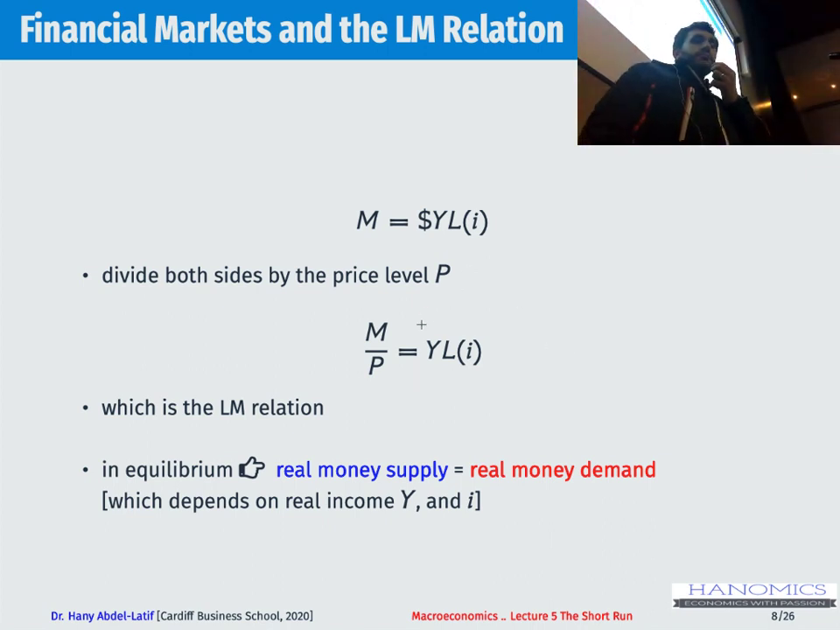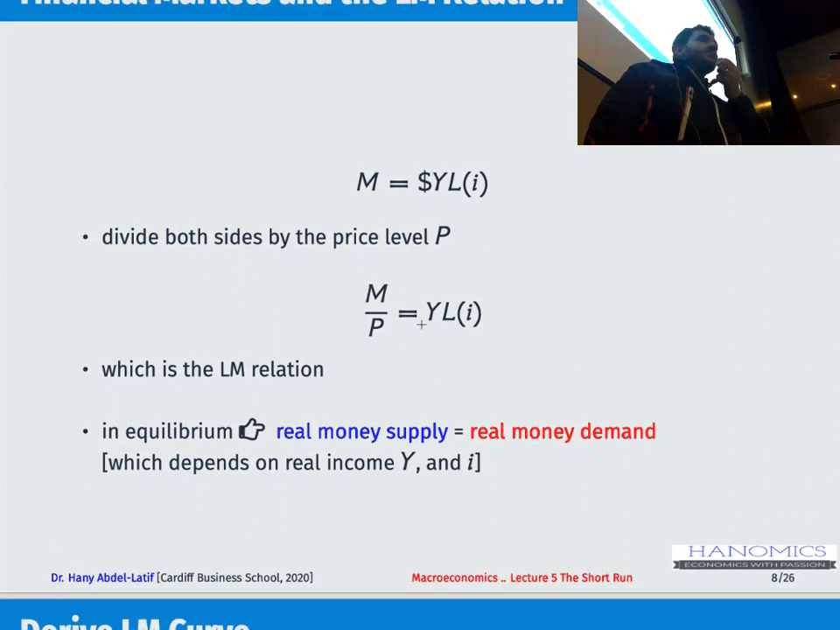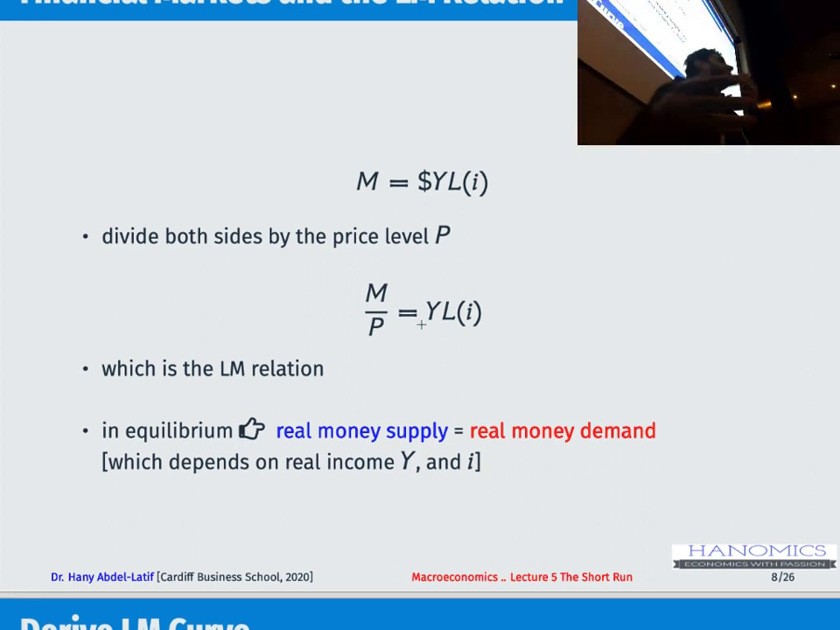So this is the slight modification we've done now. We've just divided both sides by the price level. And we're basically expressing this relationship in real terms, in terms of goods, not nominal or dollars.